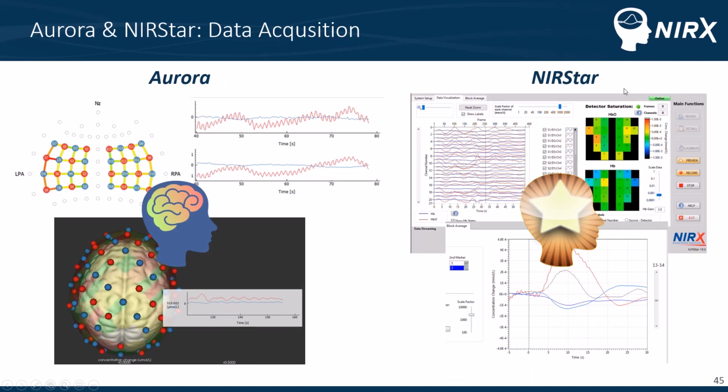Okay. Moving on to our data acquisition softwares. So each device has a specific data acquisition software. If you're using the NIRSport 2, you'll image with Aurora, and if you're using the NIRS Scout, you'll image with NIRStar. So you'll use one or the other. You won't use both. In addition, if you happen to be using the NIRSport 1, which is the predecessor to the NIRSport 2, that uses NIRStar.